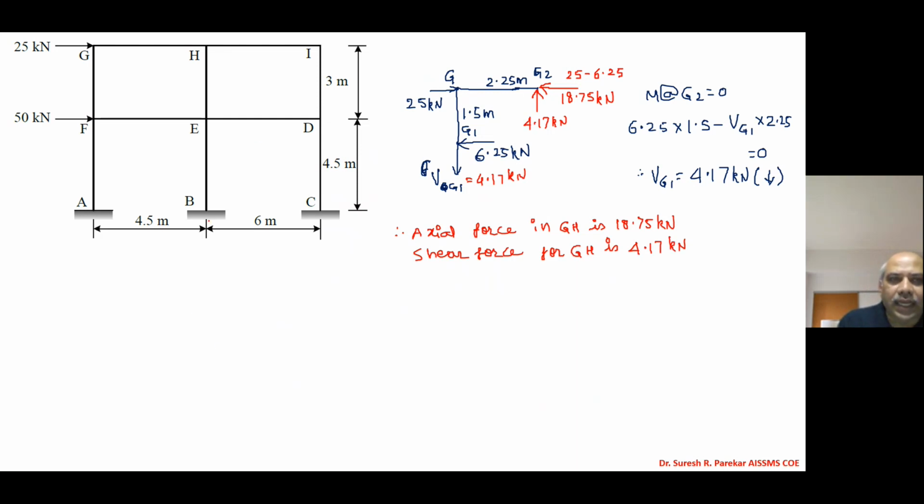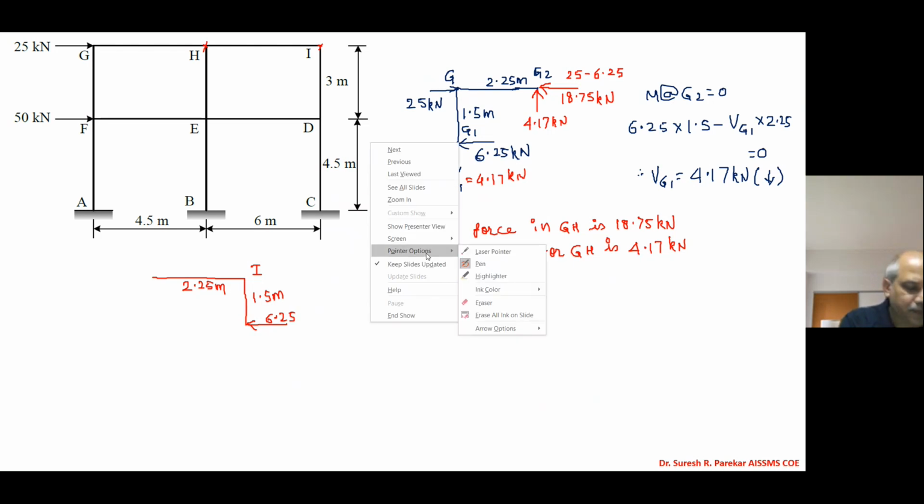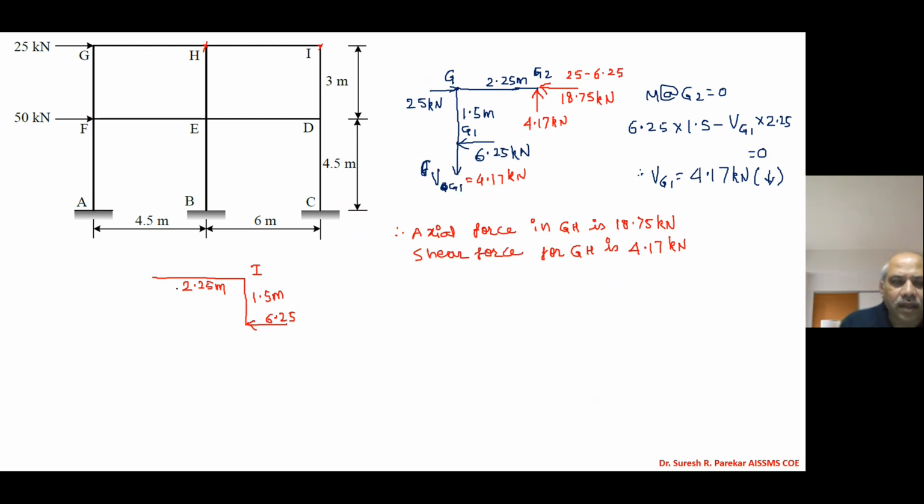Now we will go to HI, and instead of considering H, I will consider I. So what do we get in that case? We have considered I. This distance is 1.5 meters and this is 2.25 meters. Now we know this value, 6.25 kilonewtons, and we are going to find the remaining three values. How do we go for them? We can use summation Fx equal to 0, so I will get this value, 6.25 kilonewtons.